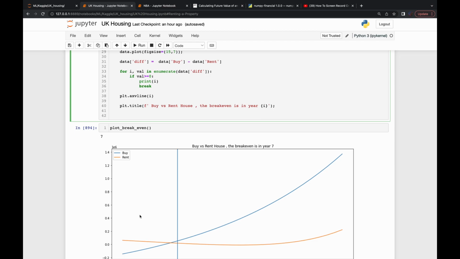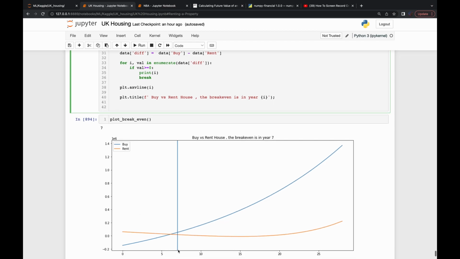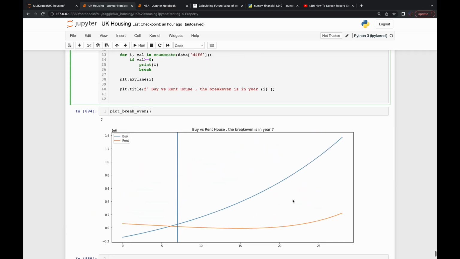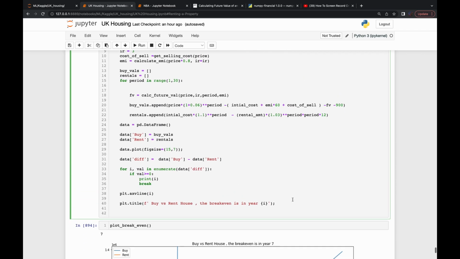For example, if you think of India, I think the break-even will be 20 years, or maybe you'll never make a profit. So in India, right now, in the current situation, probably renting is always profitable. Maybe I'll make another video on that some later day. But yeah, that's it for today.